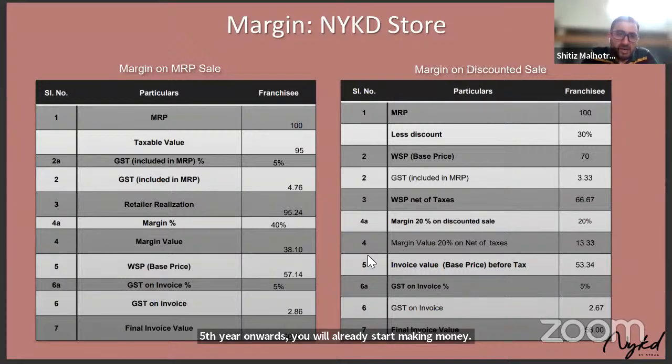This is a simple margin structure. If you look at the left side, we have explained that if 100 rupees is the MRP, GST of 4.76 is deducted, and then your 40% margin is calculated.